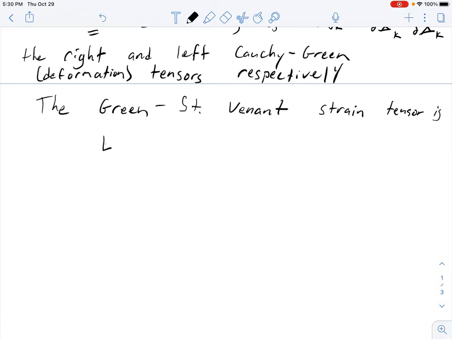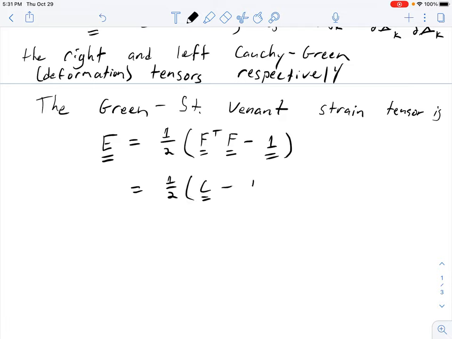So E, capital E, is going to mean the Green Saint Venant strain tensor. That is equal to 1/2 times F transpose F minus the identity, which is equal to 1/2 times C minus the identity.